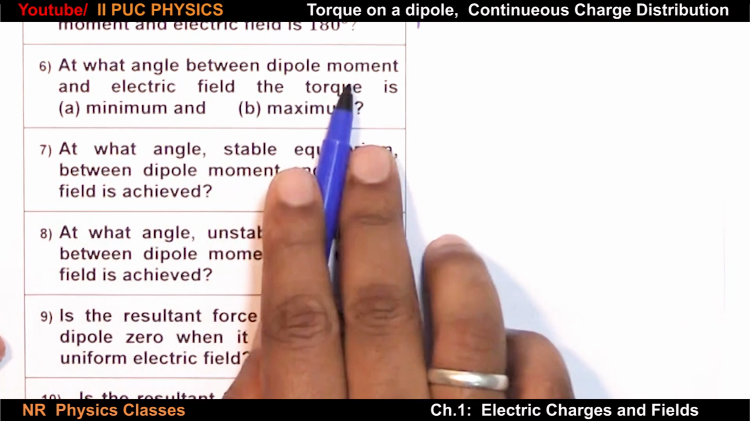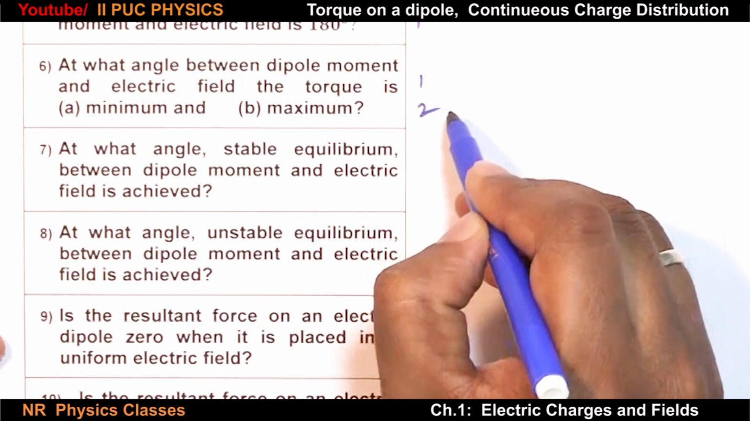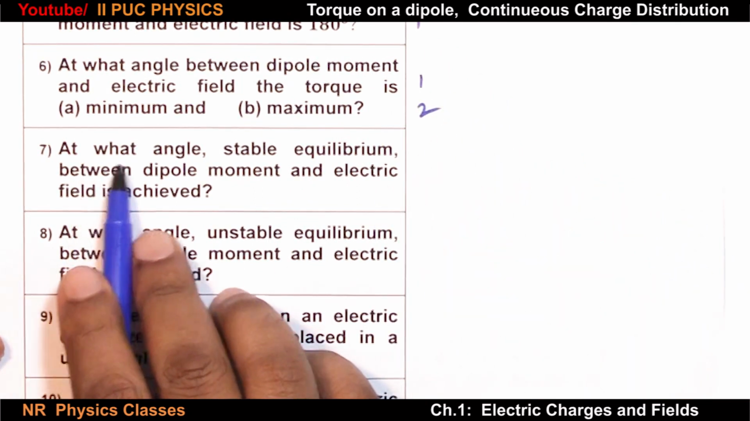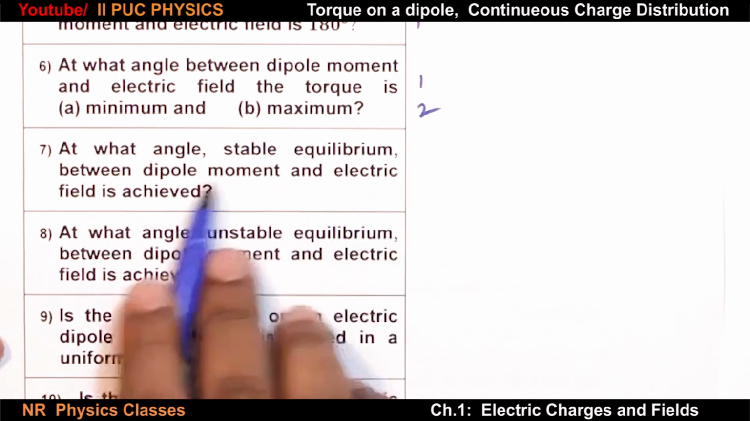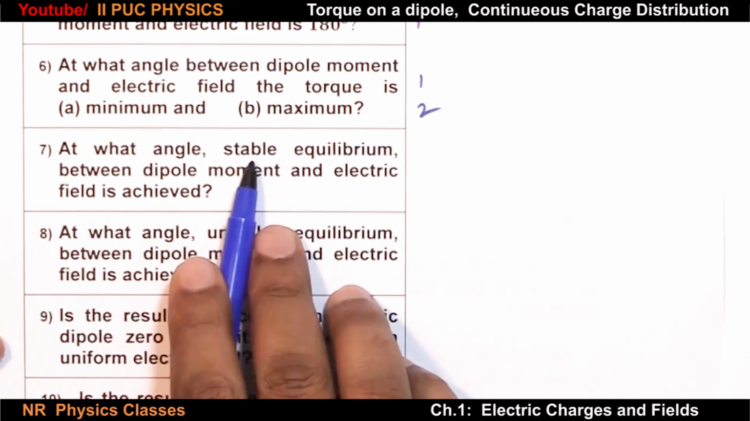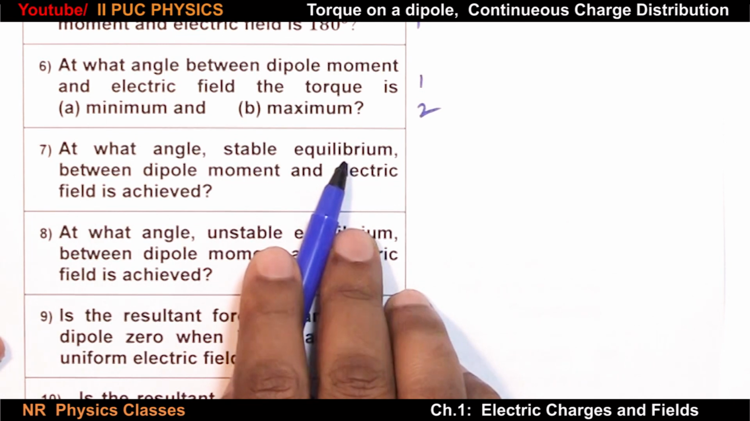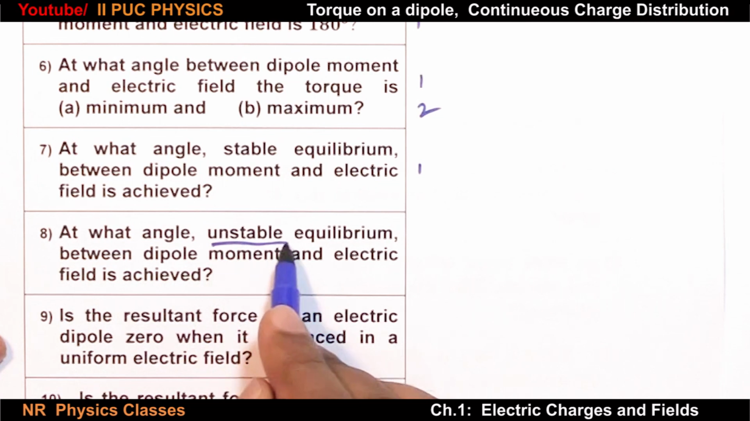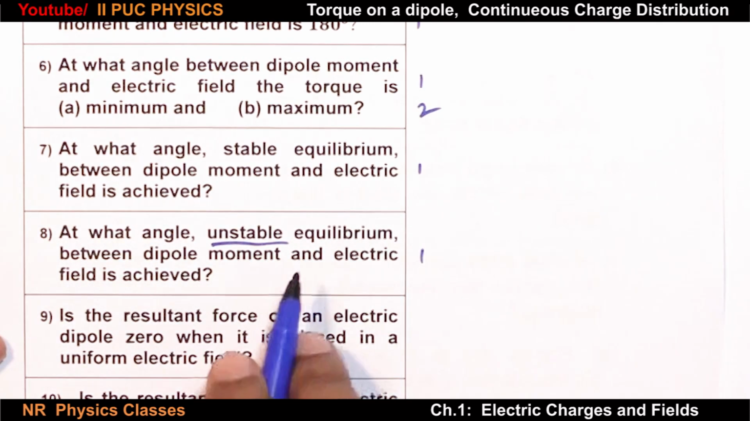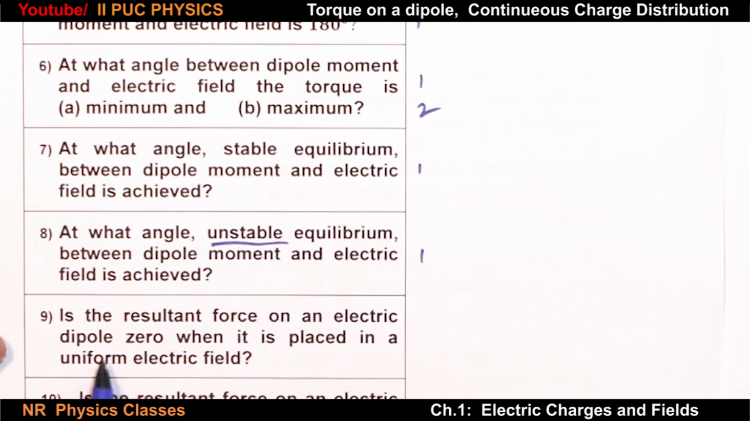You have to mention the angles. 1 mark or 2 marks. At what angle between dipole moment and electric field is stable equilibrium achieved? At what angle is stable equilibrium achieved? 1 mark. Unstable equilibrium, 1 mark. Just you have to mention the angle.